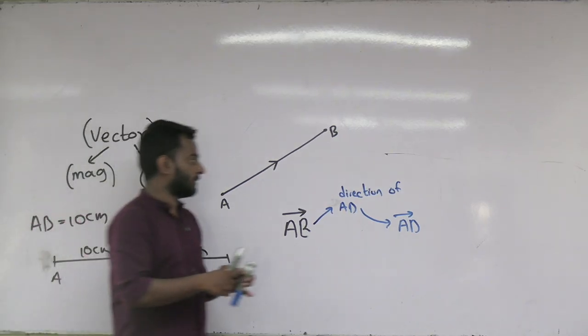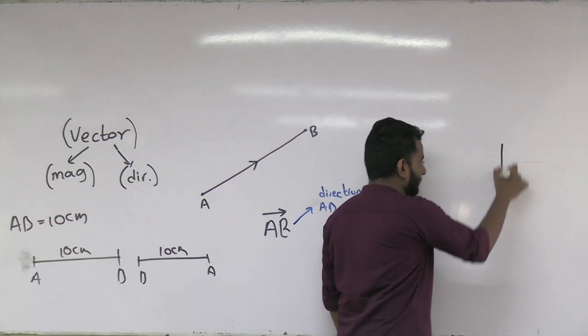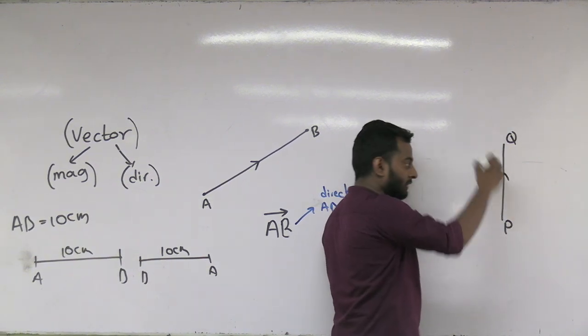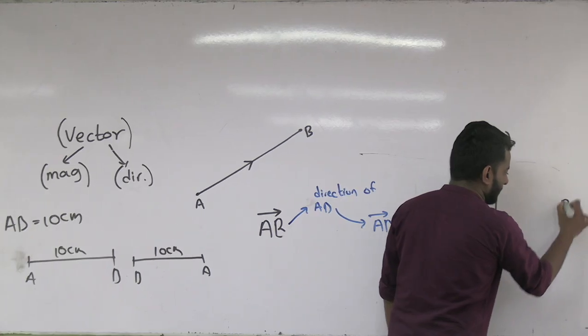For example, understand, we have a line PQ which is vertical. Then what must be the direction of the vector PQ?